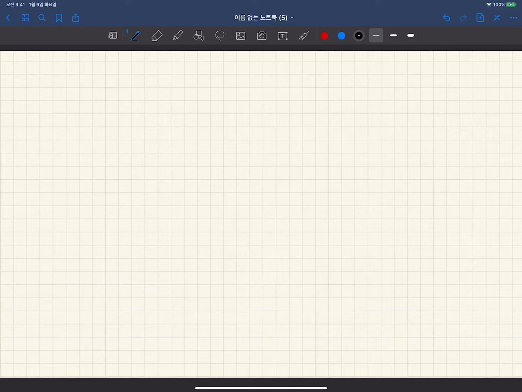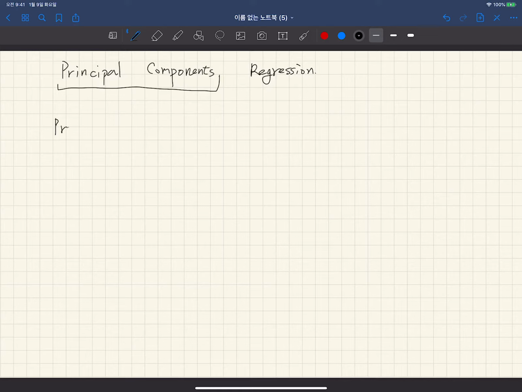The first method is principal component regression. So to understand the principal component regression technique, we have to understand what is principal component of your input data. Okay, so what is principal component?